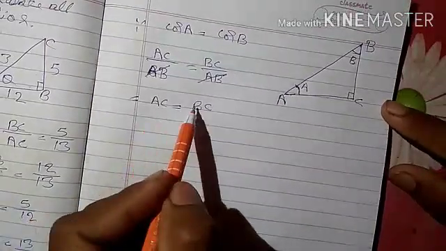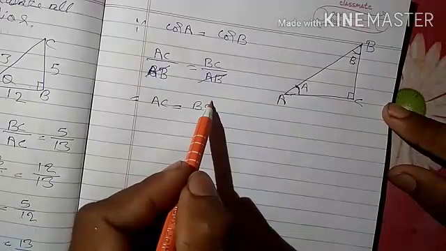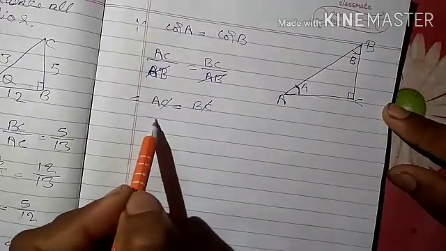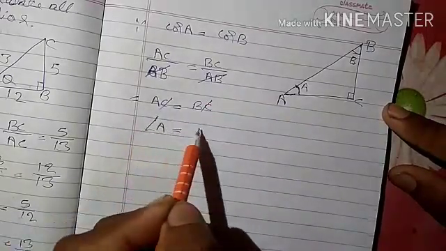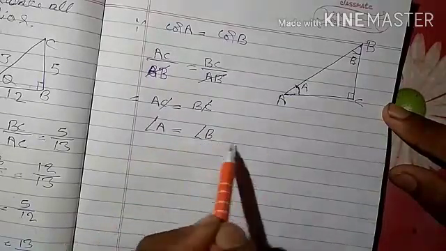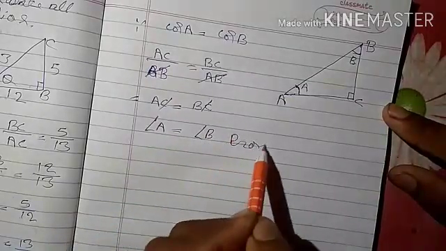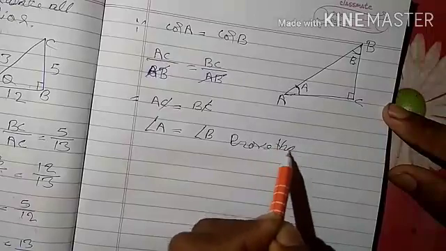So C also cancels out. So angle A is equal to angle B. Proved.